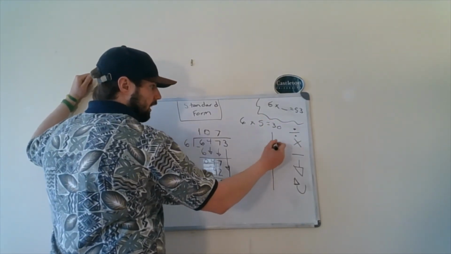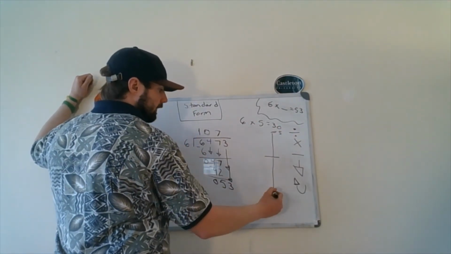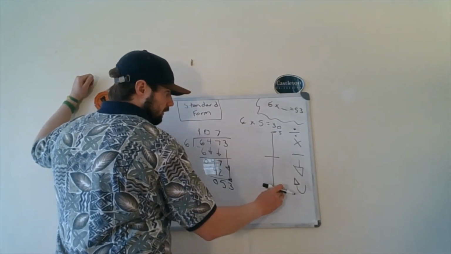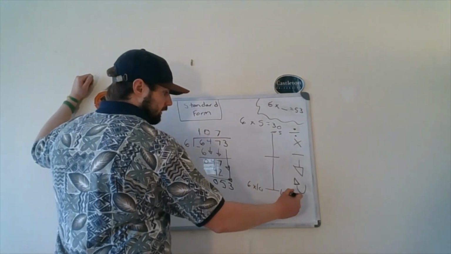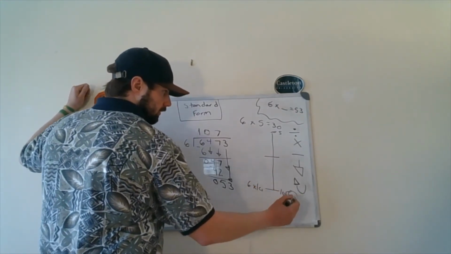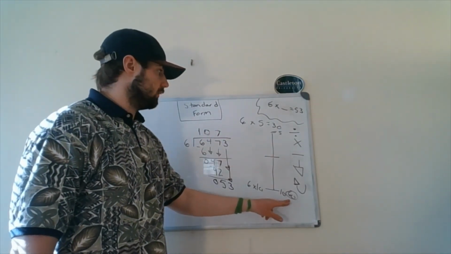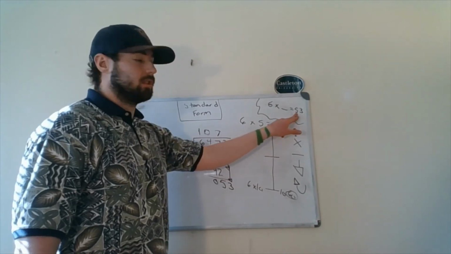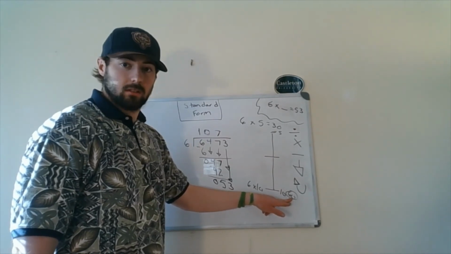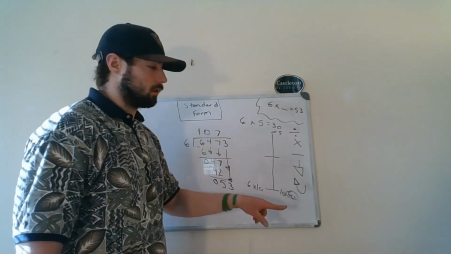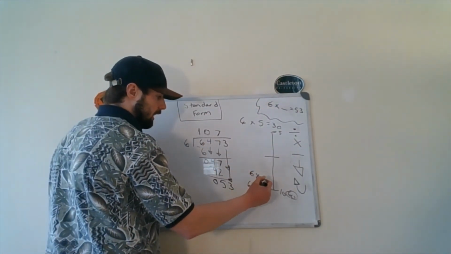Let's take a look on a number line here. This is 5. Okay, and this is 10. I know 6 times 10 is going to give me 60. And I know 6 times 5 is 30. Which is closer to 53, 30 or 60? Absolutely, 60 is closer to 53. In fact, it's too big. So we need to multiply 6 times 9.